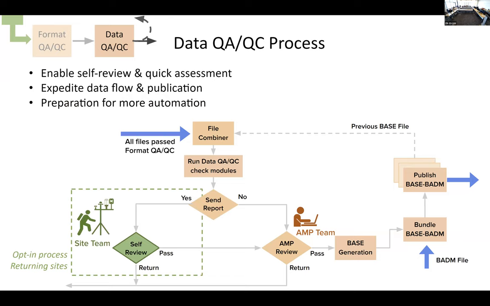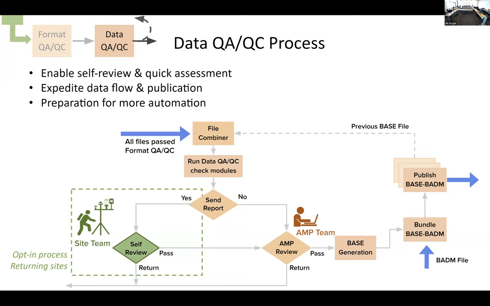Just to mention, we started a new process last fall. It's called the self-review process. It's very similar, right? We run the same data QQC modules. But now for some of the sites, this is an opt-in process. I think last year we had a couple of calls and also training asking people to join this process. And right now this is only open to returning sites. That means you submit your data regularly and you already have some previously published data. You just submit the last year of data, maybe the last quarter of your data, so you don't have to deal with, I don't know, 10 years of data at once. It could be a hard learning process.